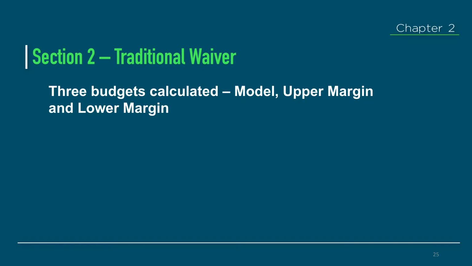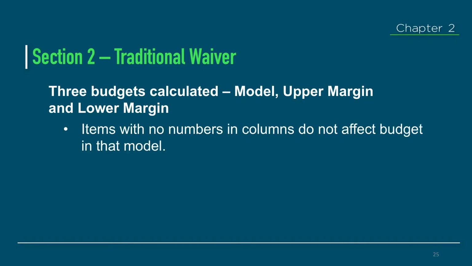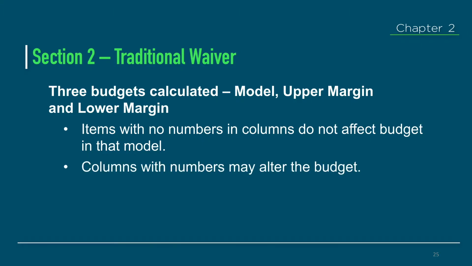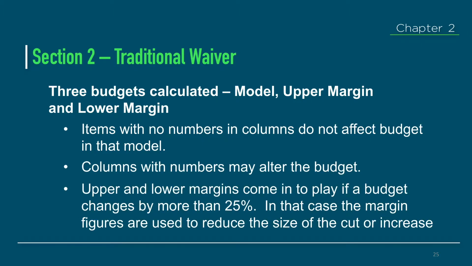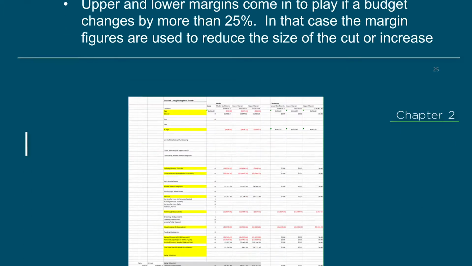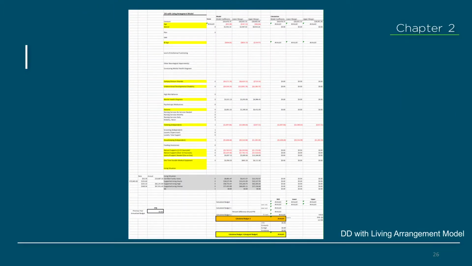If we look at the budget tool, we'll see items with no numbers, and those are in columns that do not affect the budget in that particular model. Columns with numbers do affect the budget. And the upper and lower margins only come into play if a budget changes by more than 25%. In that case, the upper and lower margin figures are used to reduce the size of the increase or decrease in the budget. If we take a closer look at the actual budget tool, we see, like I was saying, the columns and the rows.